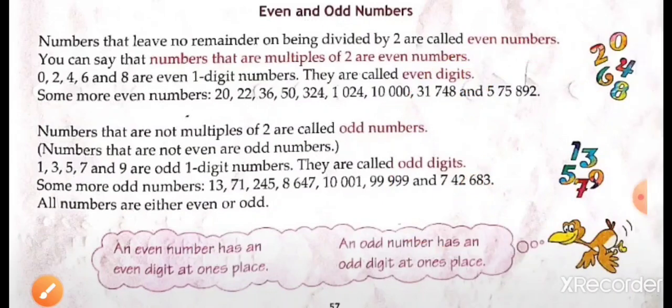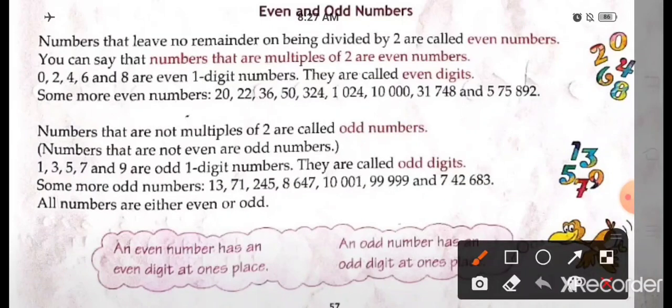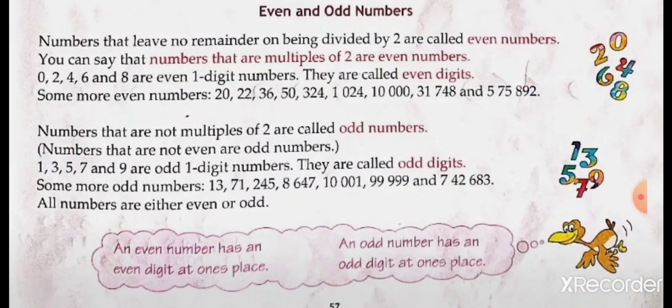If these digits are at the ones place, then our number is even. Some more even numbers: 20, 22 like this. We can check only the last digit, the ones digit. 2, so this is an even number, 4 even number, 0 even number, and 4 even number. So like this we check.